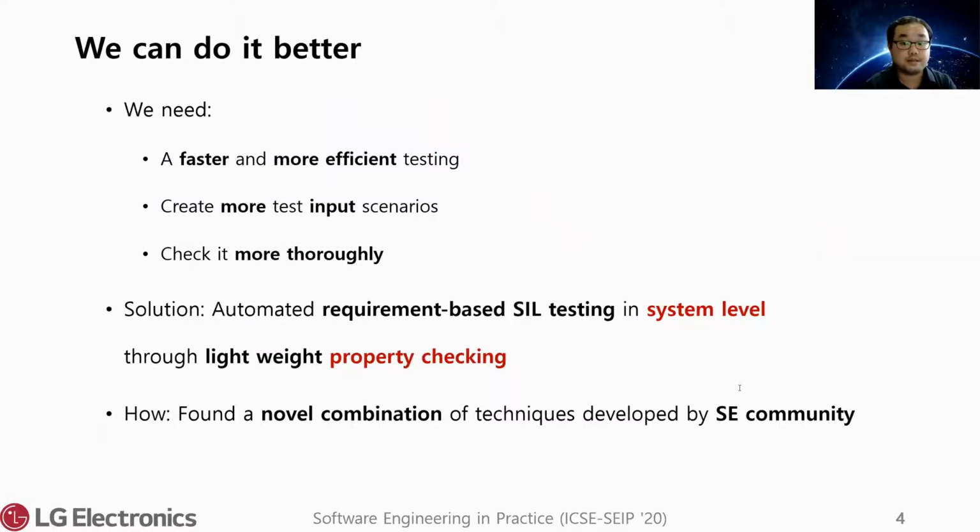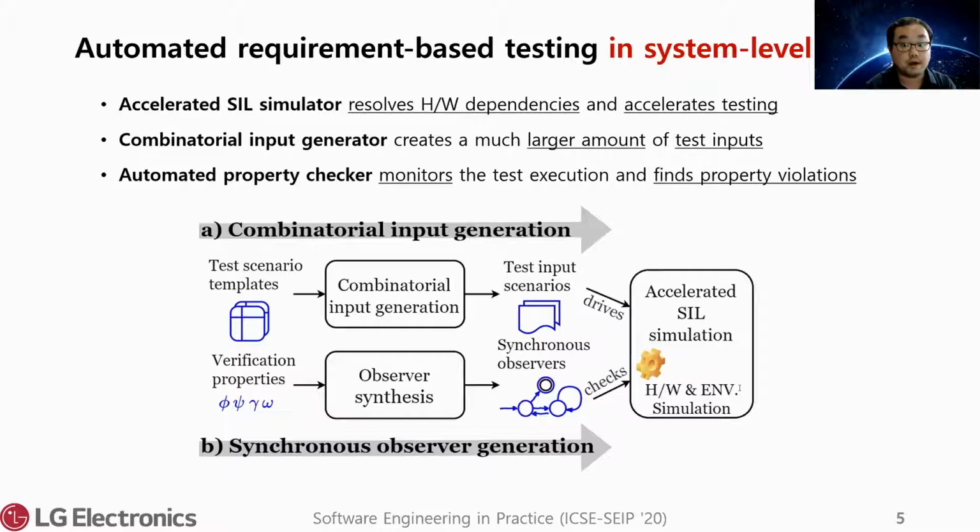With the software engineering research experience, we thought we can do a better job. We wanted to run more inputs, run it fast, and check it more thoroughly. We could achieve these goals by bringing all the techniques proved to be effective in research, but yet to be applied in mass production. To achieve our goals, we built this framework for automated requirement-based testing in system level.